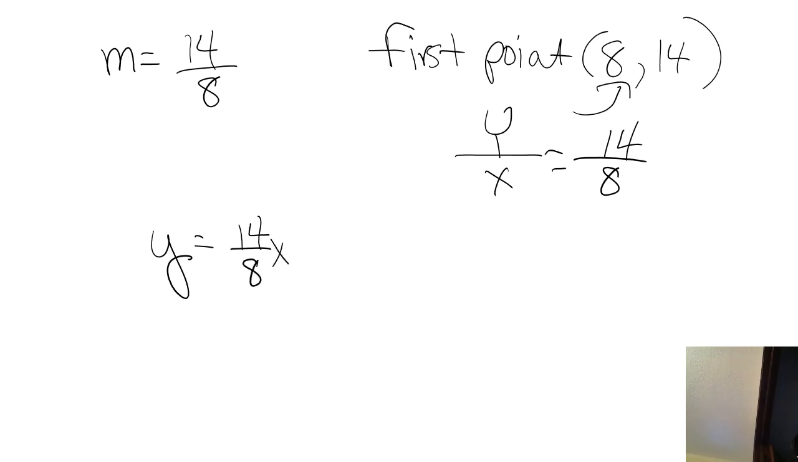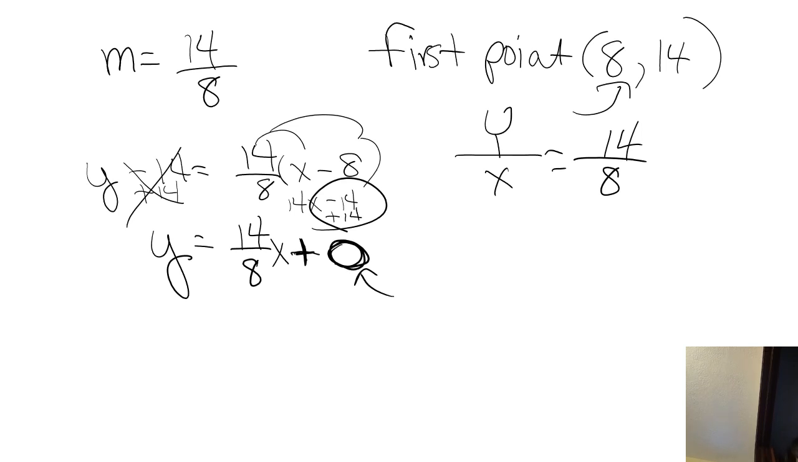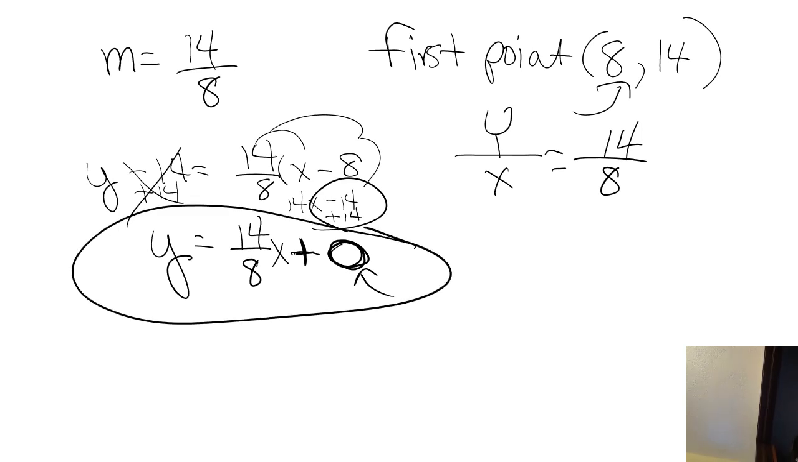Remember, whenever I was simplifying this, we went ahead and distributed. And what did I end up getting? Over here I got the 14x, and then I got minus 14, and then I added 14 in order to isolate the y. And what did that turn into? A plus 0. Okay, that's important. Now that I have it written like this with that plus 0, that's called slope-intercept form.